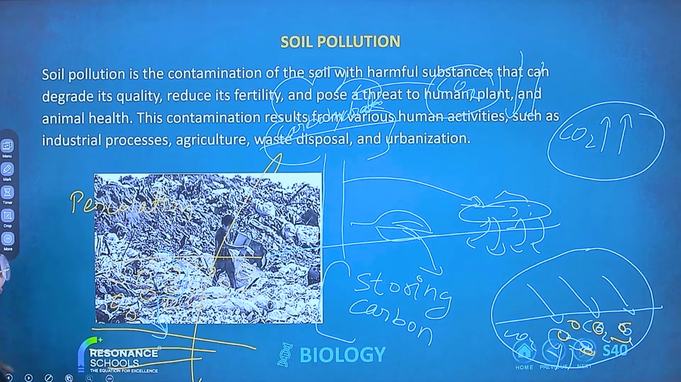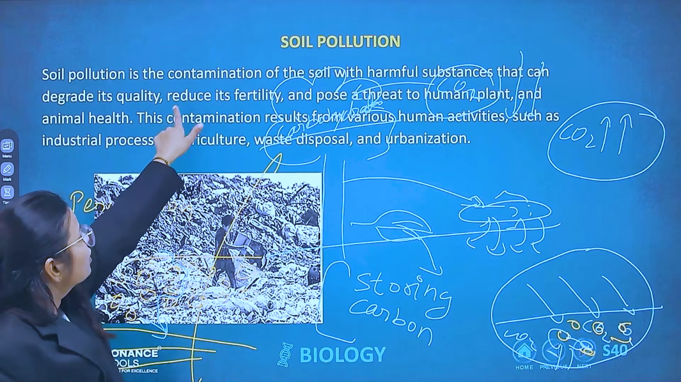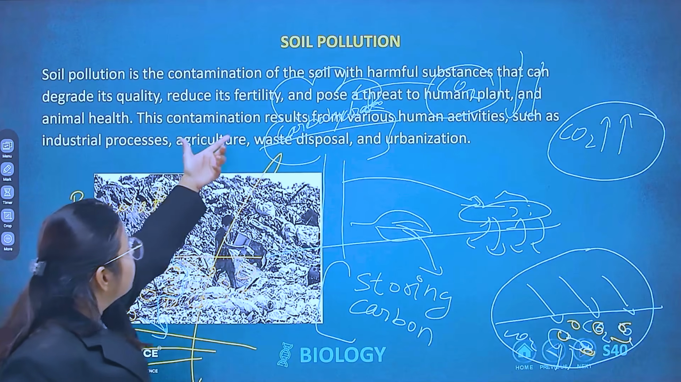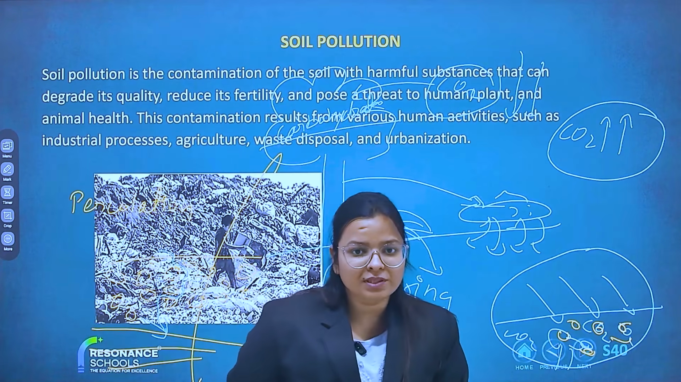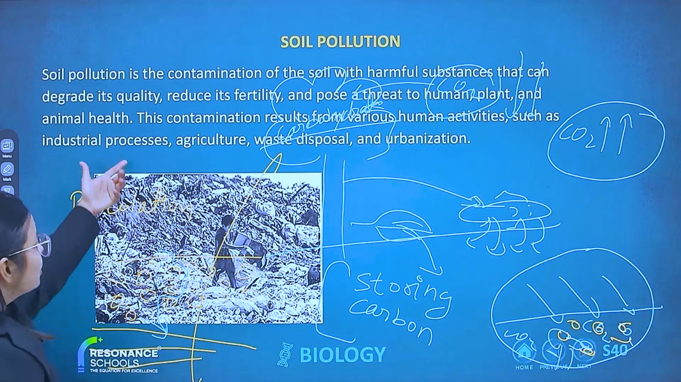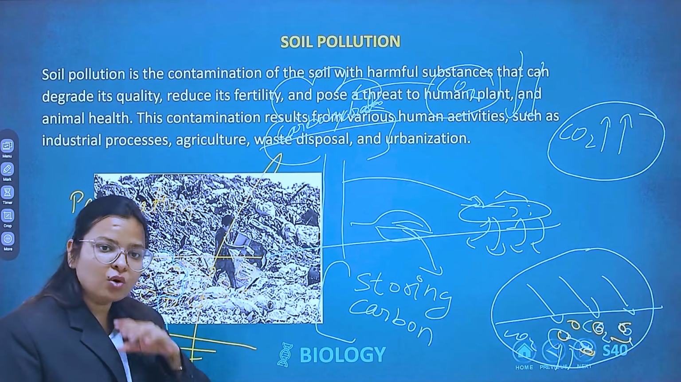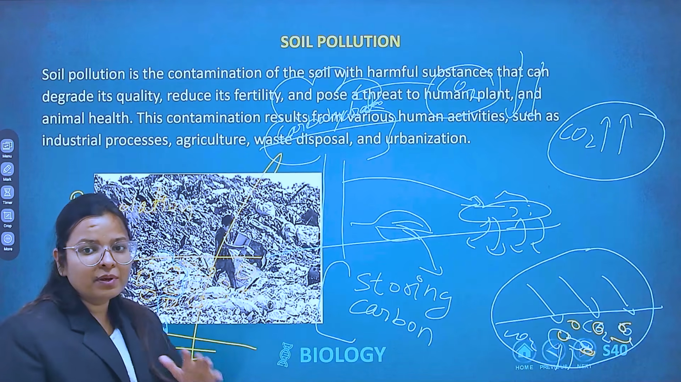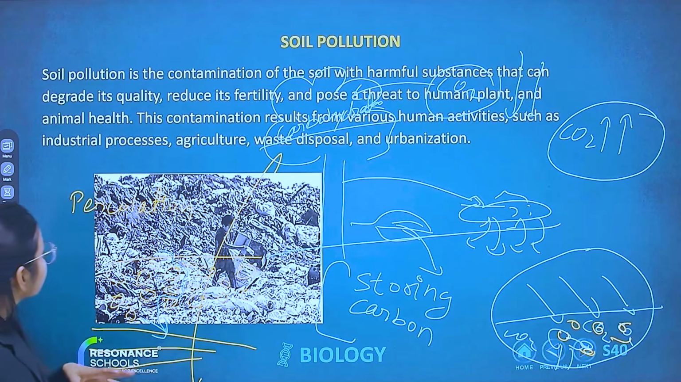Contamination of the soil with harmful substances that can degrade its quality. Because of that, soil quality will degrade or reduce. Its fertility is reduced and it poses a threat to human and animal health. This is also harmful. Animals means including humans also. It is also harmful for humans. But for the time being, temporarily, because it is increasing production, we are using chemicals.